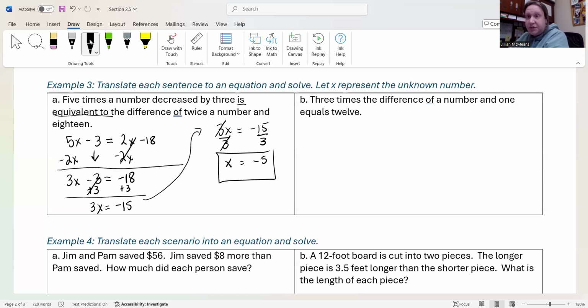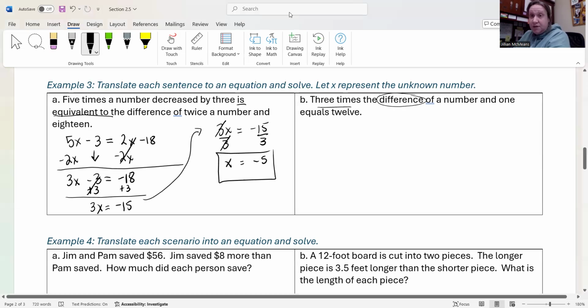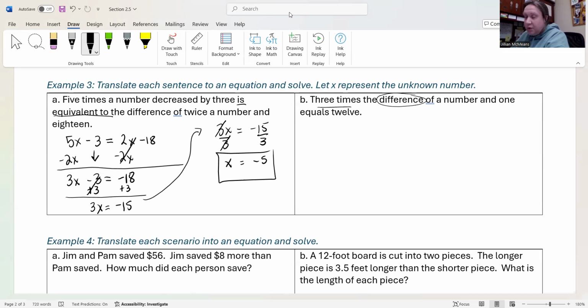Okay, it's just a simple statement. We don't really have a story going on here, but we do have 3 times the difference of, hold on, I have a picture in the way on my screen. So it says 3 times the difference of a number and 1 equals 12. So we want 3 times an entire difference, okay? So we want 3 times a whole difference. So we want a difference in parentheses. So the difference is going to be of a number and 1, and that equals 12.